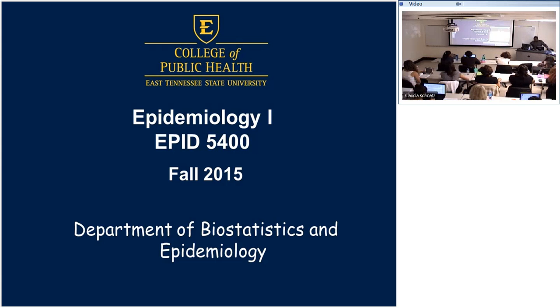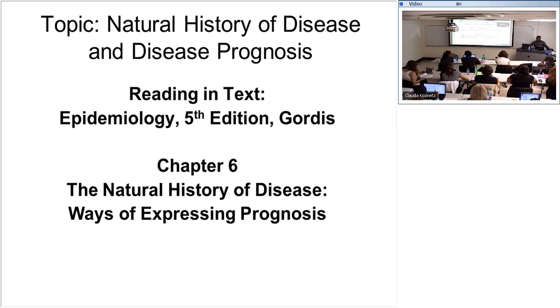Okay, that's excellent. So today Dr. Kozinetz is away, and I'm standing in for Dr. Kozinetz. My name is Daniel. I'm a doctoral student in epidemiology. Today we'll be discussing the natural history of disease. We will talk about prognosis, and then we will talk about ways of measuring this prognosis.